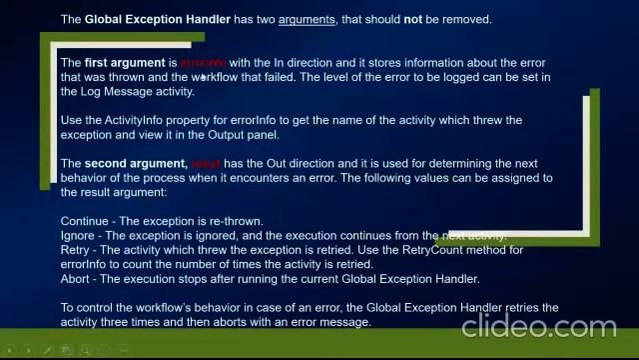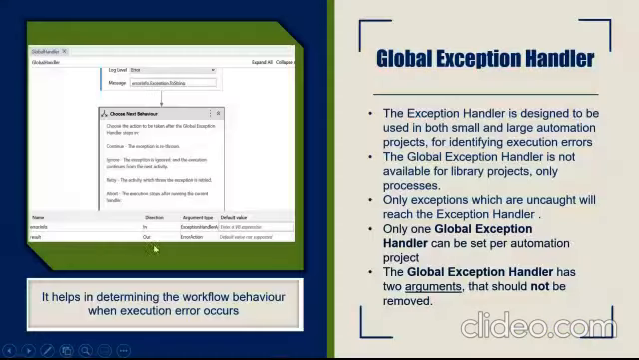So what happens in the error info? The first argument is error info with direction in. It stores the information about the error that was thrown and the workflow that failed. The level of the error to be logged can be set in the log message activity. If you go to the previous slide, you can see this is a log error message activity. Here you are using error info dot exception. If you want to get the message, then you can use dot message dot toString.